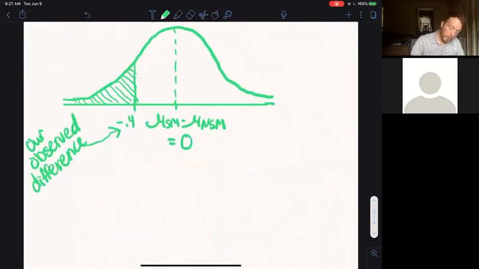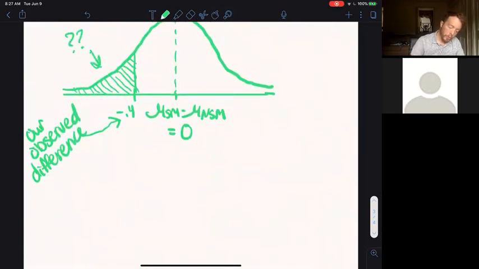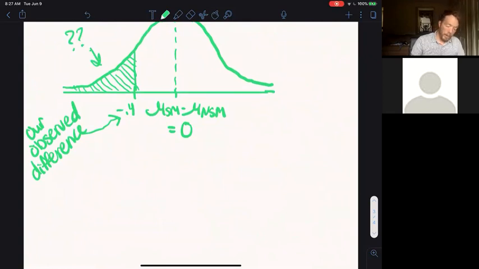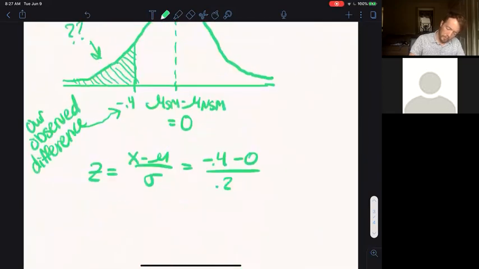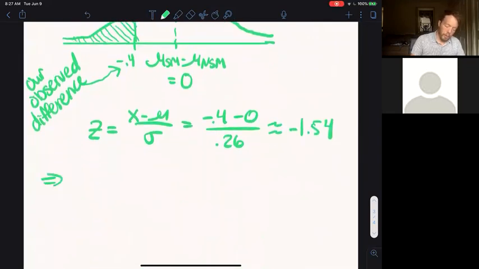Once we find this number, we'll just times it by 2 to get our p-value, which is kind of cool. So how do we do that? We calculate the z-score, right? Z equals x minus mu over sigma. It's going to be negative 0.4 minus 0 over 0.26, which is around negative 1.54. And we can plug that into our norm.s.dist function.